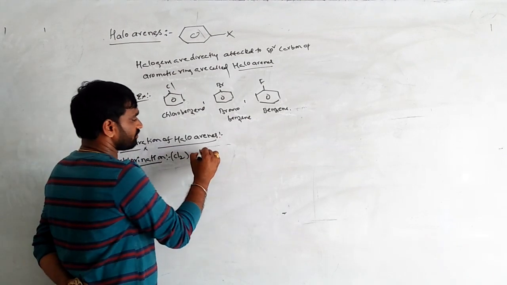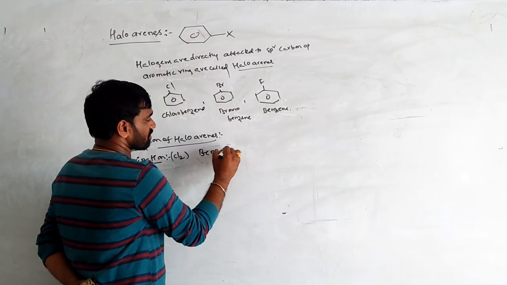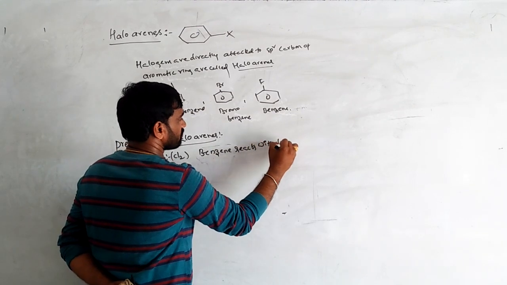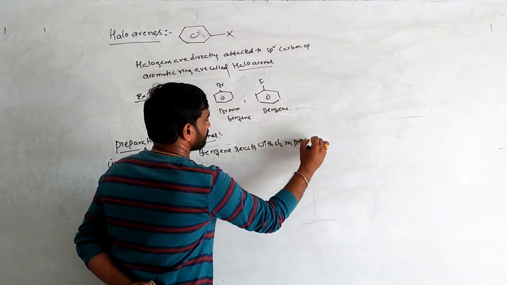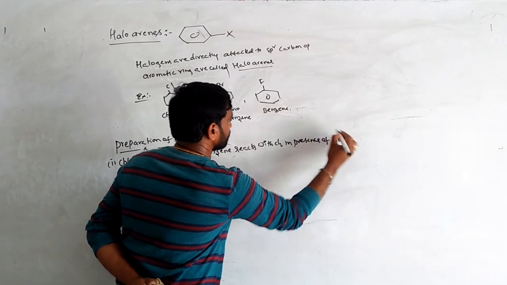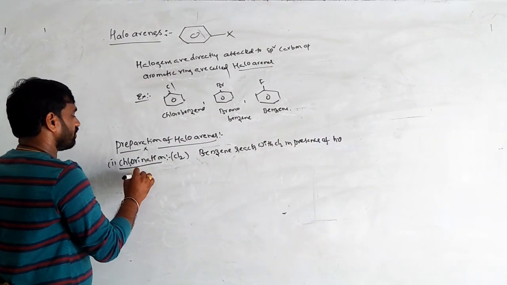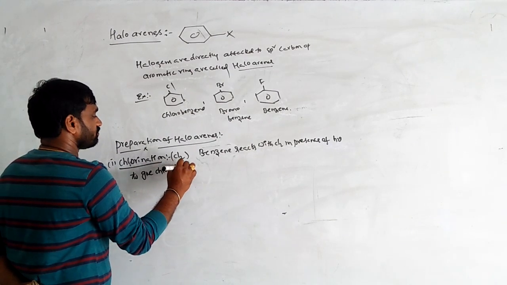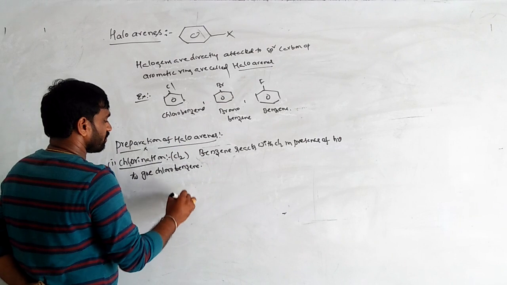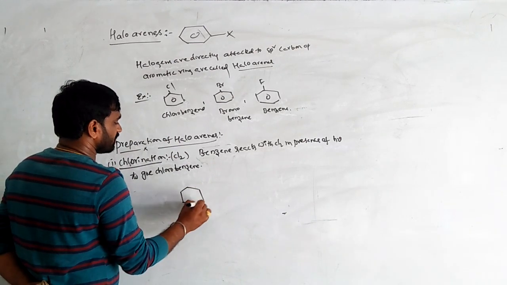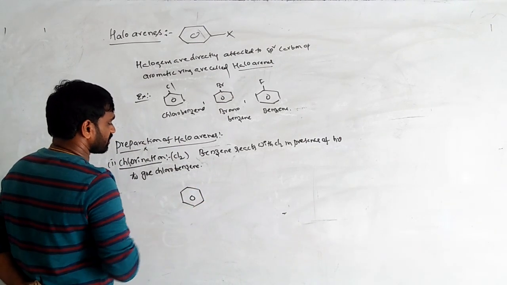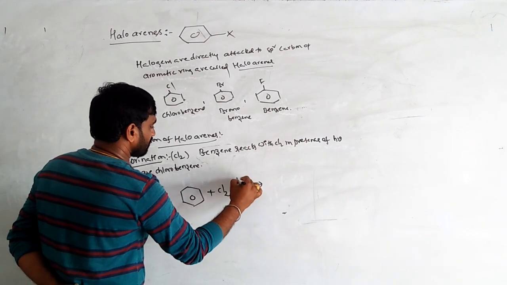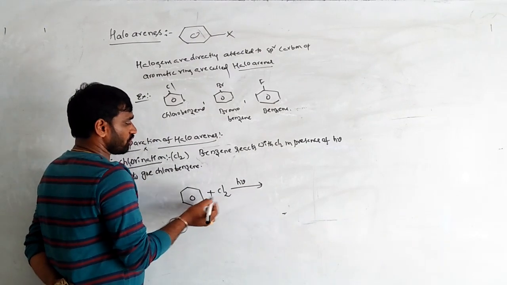Here benzene reacts with chlorine in presence of sunlight to give chlorobenzene. What is the molecular formula of benzene? C6H6. Benzene reacts with chlorine in presence of sunlight to give chlorobenzene.